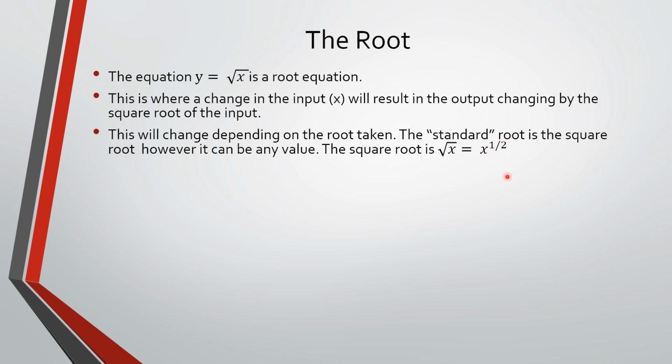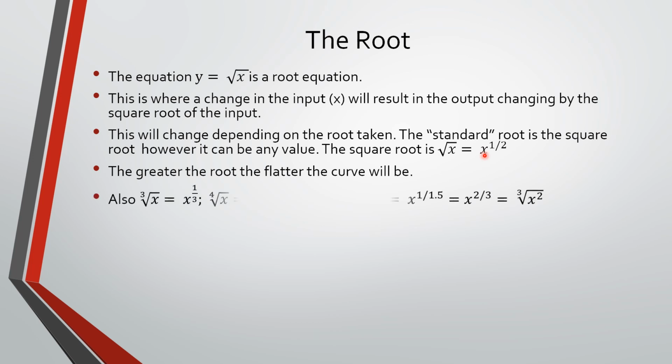So this is something that you may not be aware of, or maybe you learned it at one point and just forgot. So the square root of x equals x to the 1/2. The greater the root, the flatter the curve will be. So this x to the 1/2 can be manipulated in the ways that we learned before, the exponential rules. If it was to the second, we can multiply and it goes away, and all this other stuff. The greater the root, the flatter the curve will be.